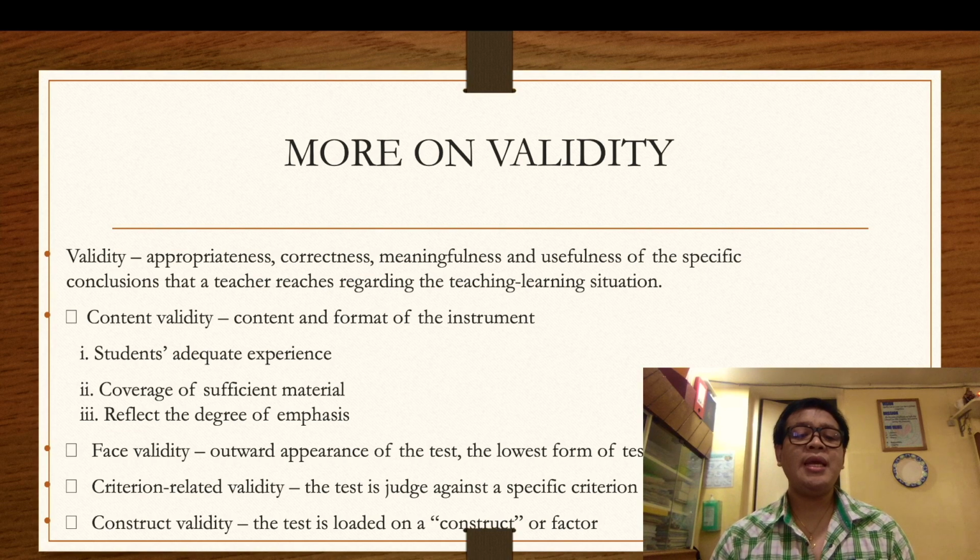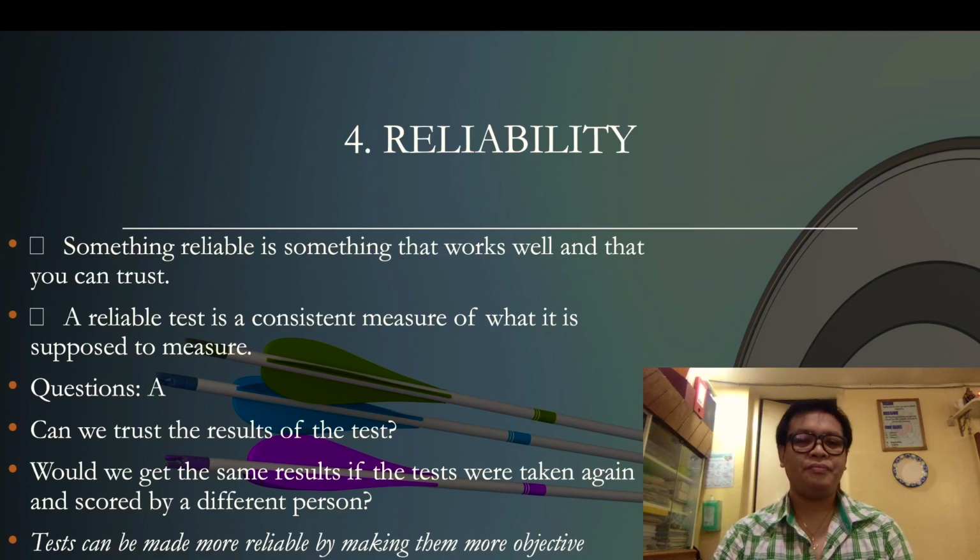So content validity, when you talk about content validity, it is the content and format of the instrument. And what does it cover? First, students' adequate experience; second, coverage of sufficient materials; and third, reflect the degree of emphasis. And when you say face validity, it's the outward appearance of the test, the lowest form of test validity. Criterion related validity, the test is judged against a specific criterion. And construct validity, the test is loaded on a construct or factor.